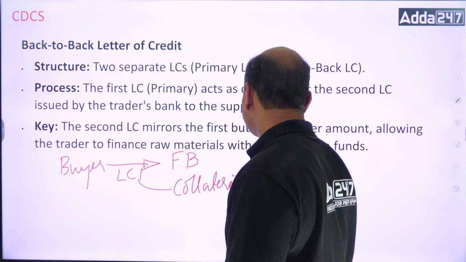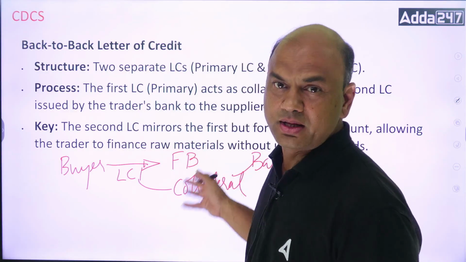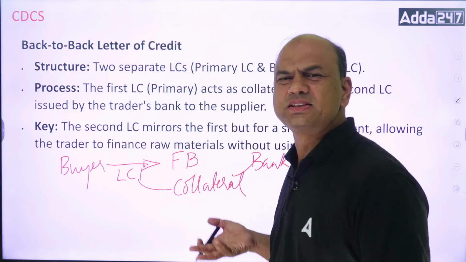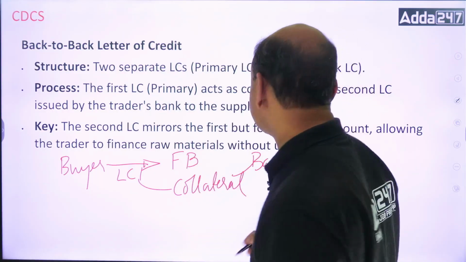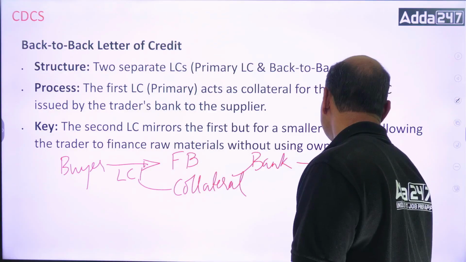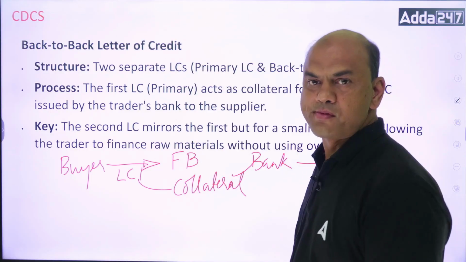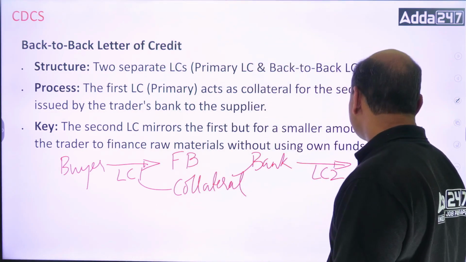Now I'll just write bank. Now this bank can be a loan bank, meaning where he is getting a loan. He has a CC, cash credit, or any credit relationships. Now this bank will issue another LC2. It will issue LC2 to whom? The second beneficiary, whomever this guy wants.